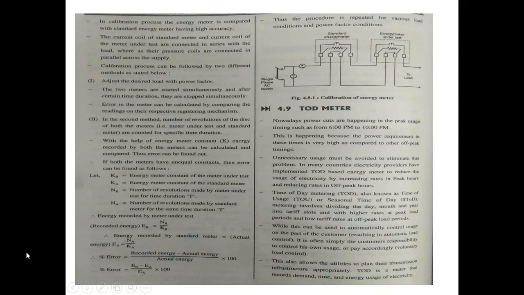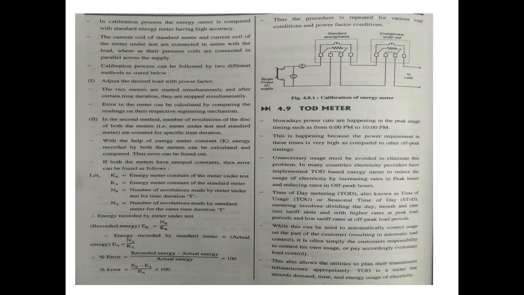Now, in the previous video, we discussed two topics: electronic energy meter and calibration of energy meter. These are topics of the course electrical measurement and instrumentation. In today's lecture, we are discussing the TOD meter. TOD meter means time of day meter.